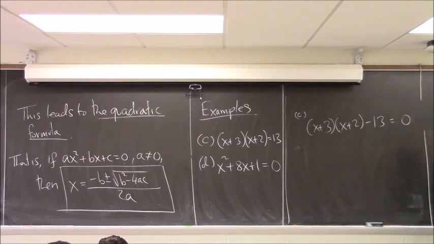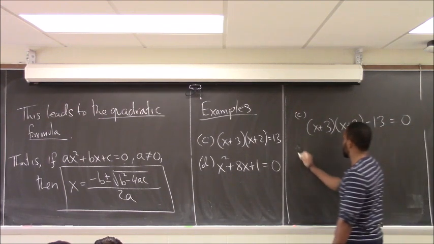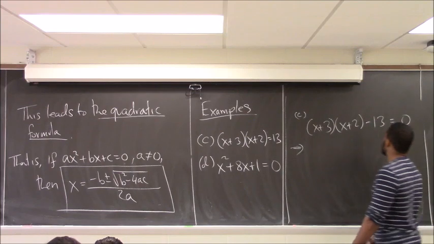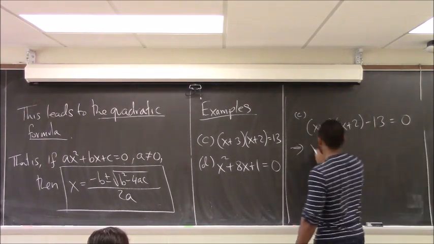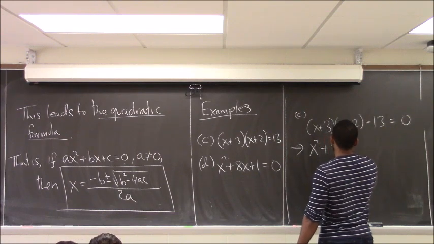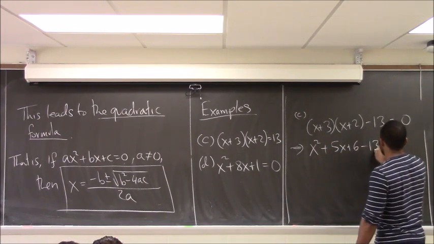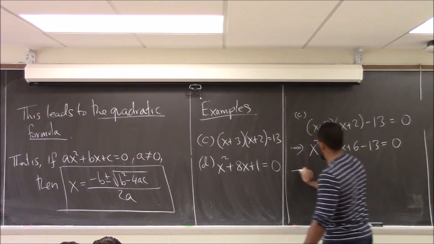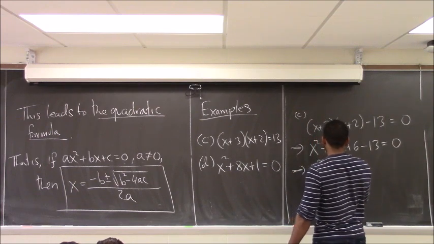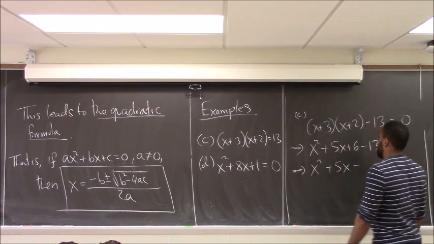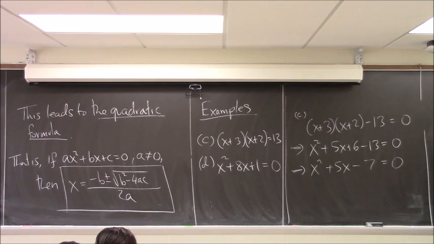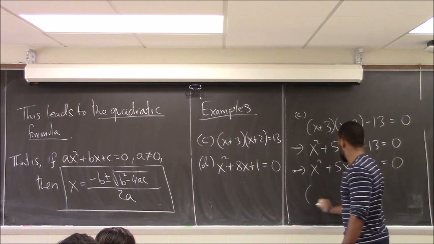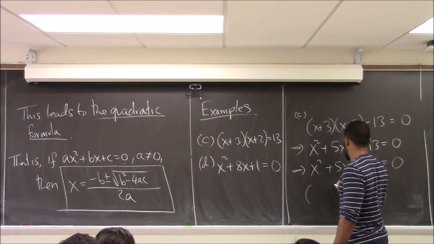Okay, now that that's on one side, what do we do now? I FOIL. Right, multiply out. So you're going to have x squared plus 5x plus 6 minus 13. And so you would have x squared plus 5x minus 7. And what would you try now? For my variables, a equals 1, b equals 5, c equals minus 7.